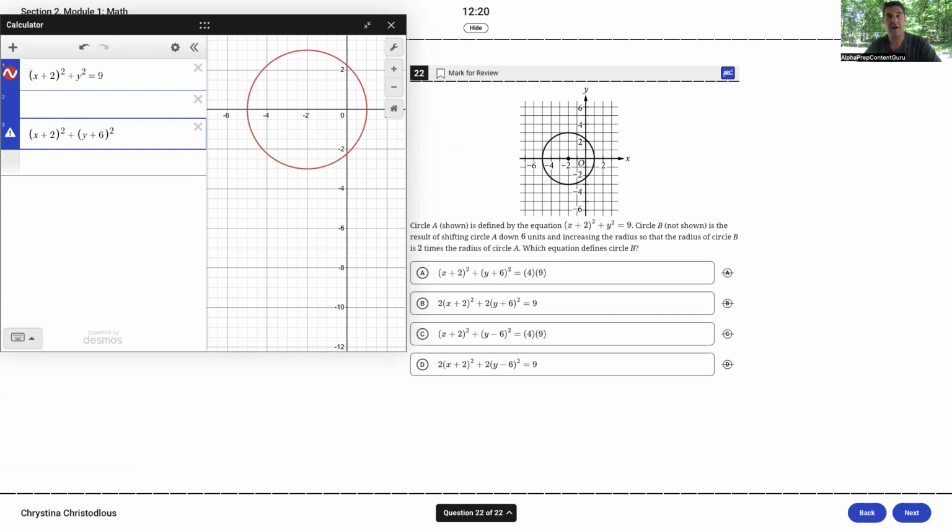Boom. We're good. Equals 4 times 9. So it does look like it moved down. And it might have gone down 6. Let's see. This kind of looks like -2 is the middle there. We're going down here, -6. I mean, that's pretty cool. It looks like it went down 6 units and it got bigger. Because my student just signed in, I'm going to go ahead and guess the answer is A.